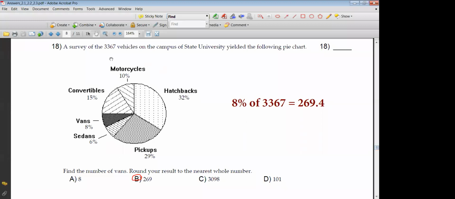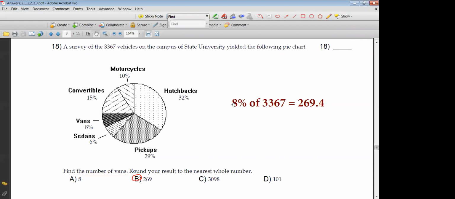A survey of 3,367 vehicles on campus, Oregon State University, yielded this pie chart. The question he's asking is, find the number of vans. Well, vans represented 8%. 8% of what? The total of 3,367. 8% as a decimal is 0.08. You multiply 3,367 by 0.08. Don't multiply it by 8 because 8% is not 8. 8 is 800%. 8% is 0.08.